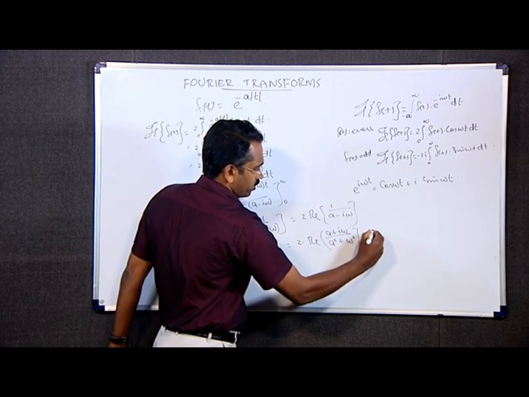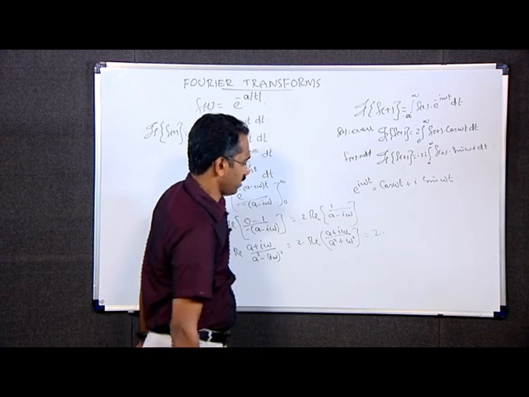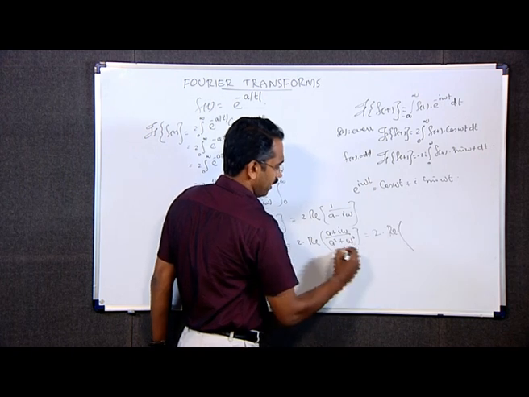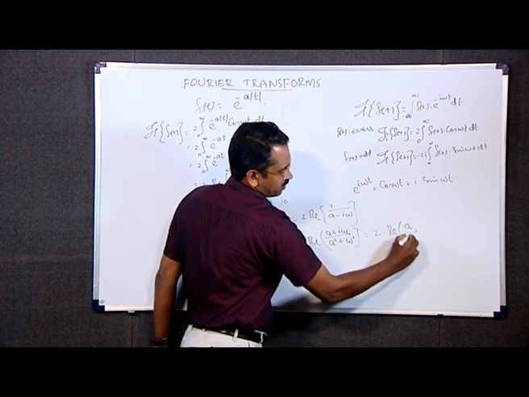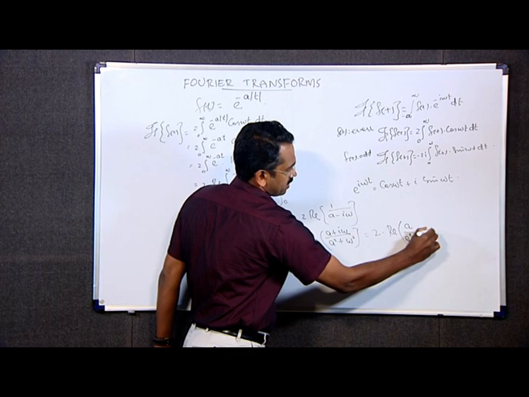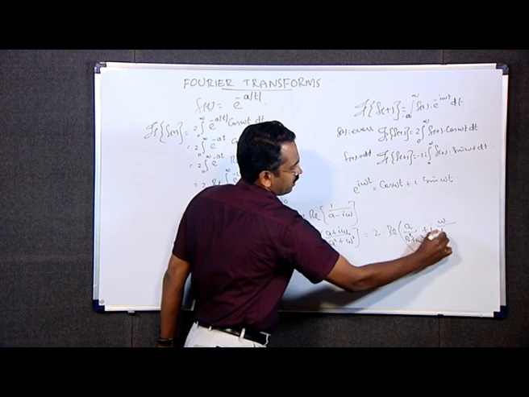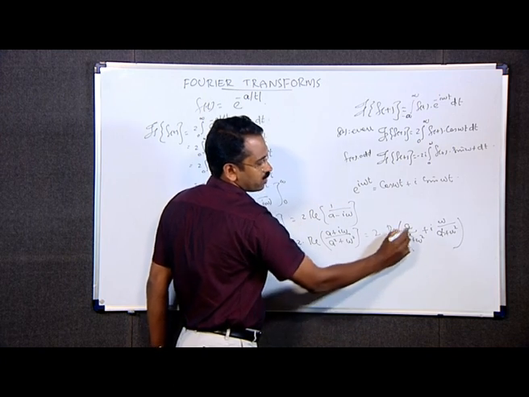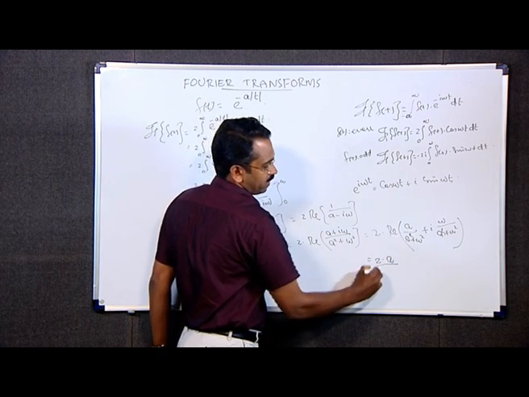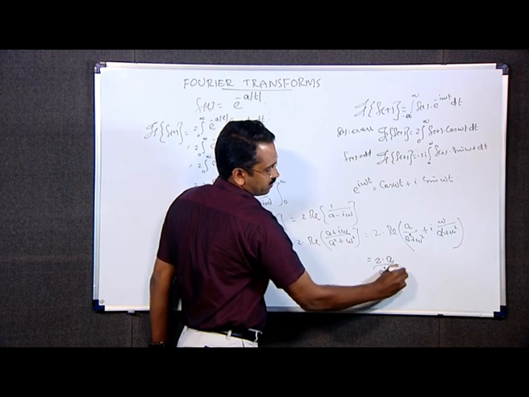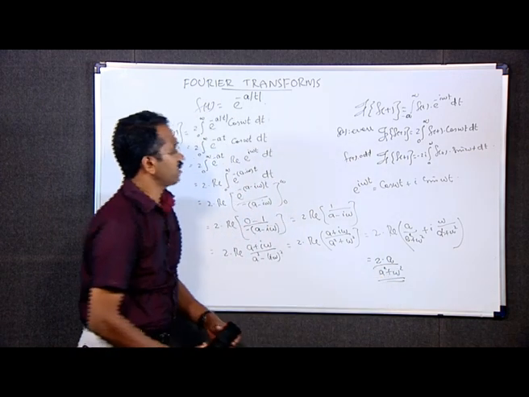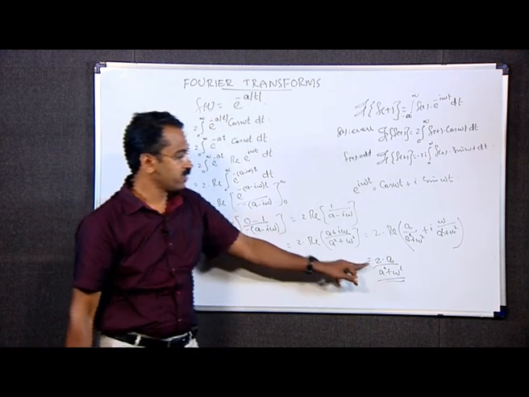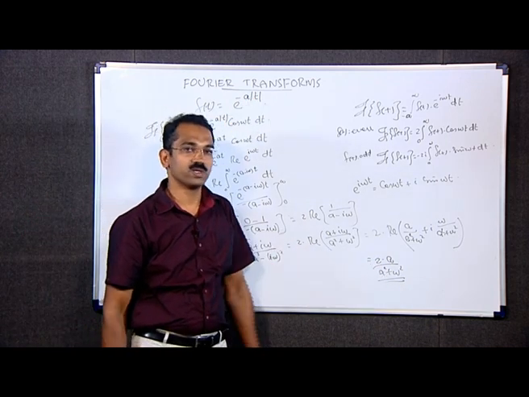This is equal to 2 times the real part of a by (a square plus omega square) plus I into omega divided by (a square plus omega square). That is 2 into the real part, which is a by (a square plus omega square). That means the Fourier transform of e raised to minus a into mod t is 2a divided by (a square plus omega square).